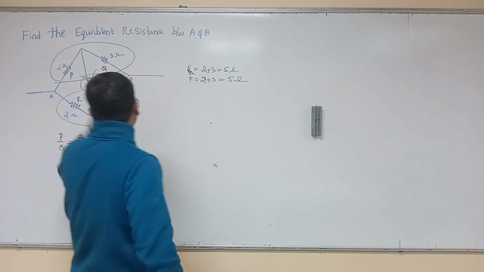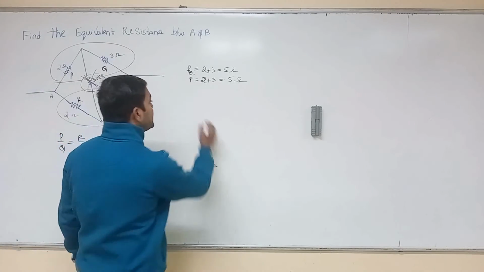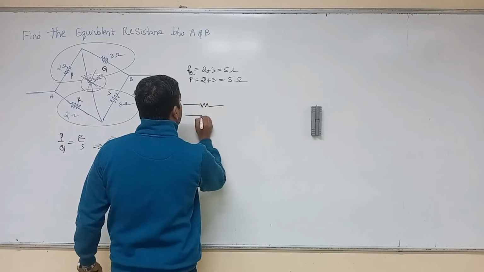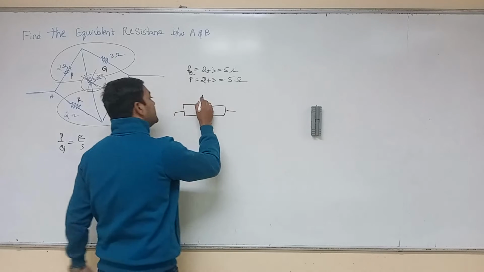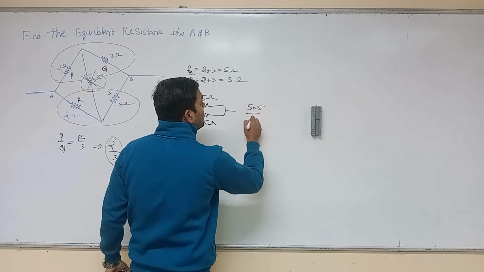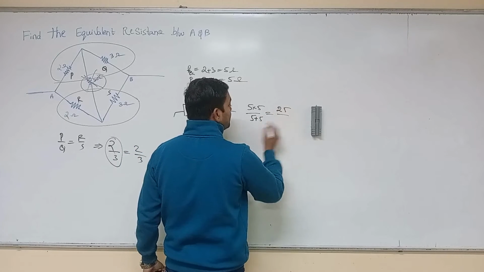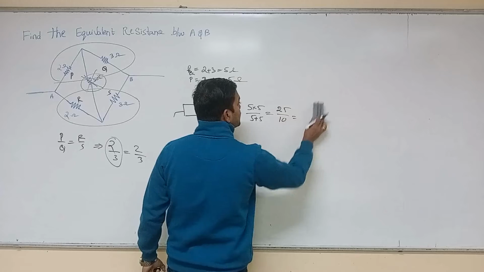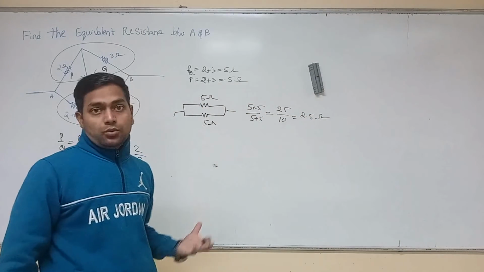So these two 5 ohms are in parallel. For that reason, the equivalent resistance in parallel is 5 into 5 by 5 plus 5, that is equal to 25 by 10, which is equal to 2.5 ohms. So like that we can do it.